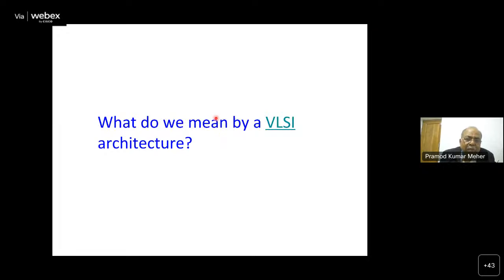We're talking a lot about dedicated hardware implementation, but that is going to happen through a VLSI architecture. So we need to understand what is VLSI and what we mean by VLSI architecture.